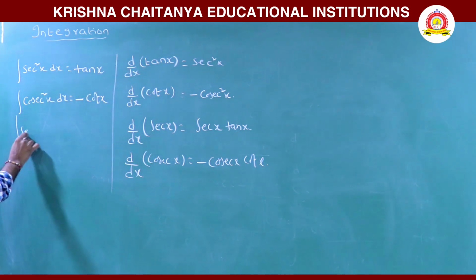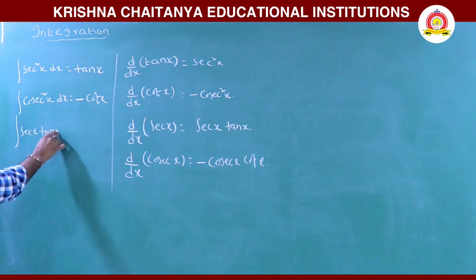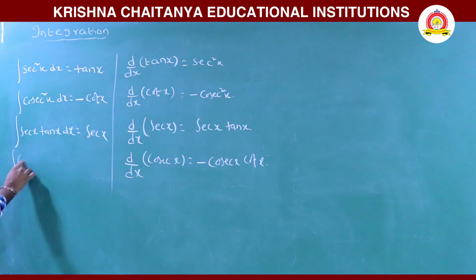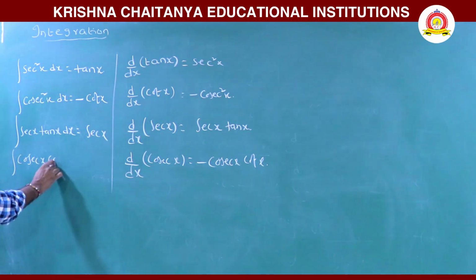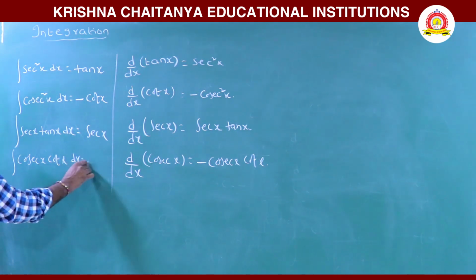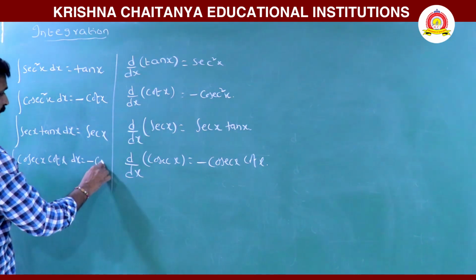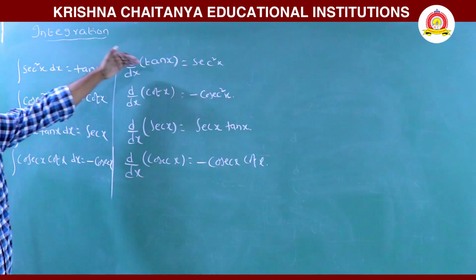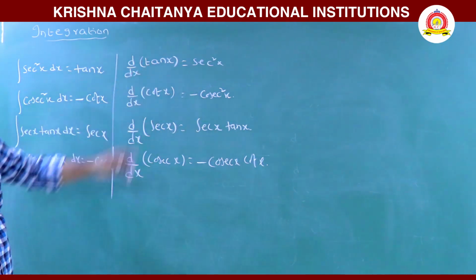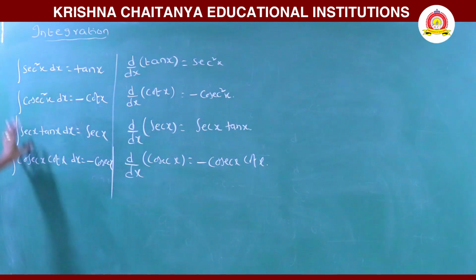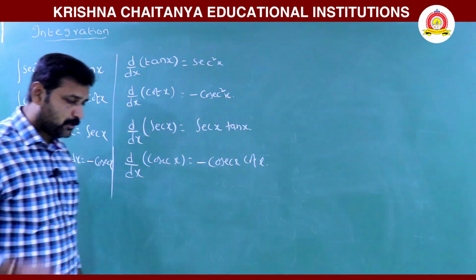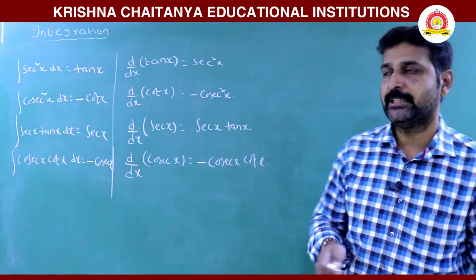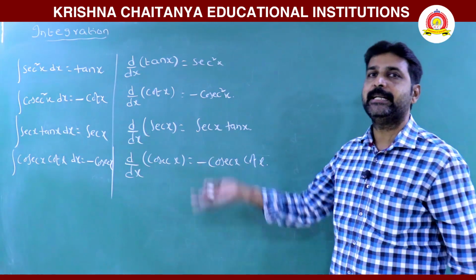Similarly, the integral of secant x tan x is secant x. The integral of cosecant x cot x is minus cosecant x. So relative to the differentiation formulas, the reverse effects are taken in integration. It is very easy to remember the formulas: once you remember the formula in differentiation, you can easily obtain the same in integration.